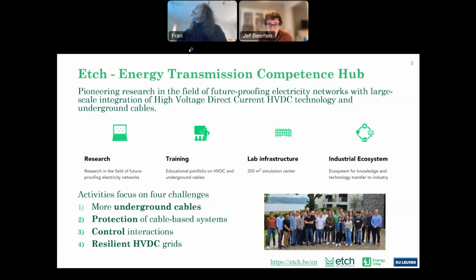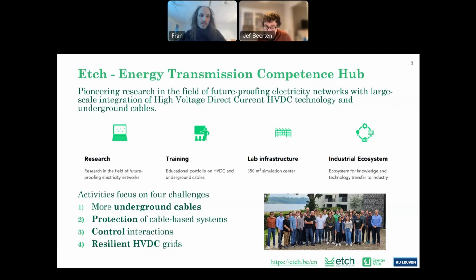So we focus on different things. The main focus here, of course, is research. We also focus on training. We're building a lab infrastructure with this new competence hub, and we're also setting up an industrial ecosystem, because we think it's really key for the energy transition to collaborate, so that we bring different actors together to make it happen, and that we also share knowledge amongst the different stakeholders. And the development of this open source tool is within that philosophy.